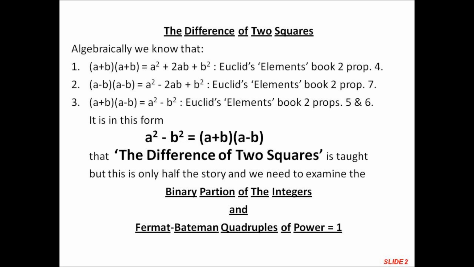3. The sum a plus b times the difference a minus b equals a squared minus b squared. Euclid's Elements, Book 2, Propositions 5 and 6. It is in this form, a squared minus b squared equals the sum a plus b times the difference a minus b, that the difference of two squares is taught. But this is only half the story, and we need to examine the binary partition of the integers and Fermat-Bateman quadruples of power equal to 1.